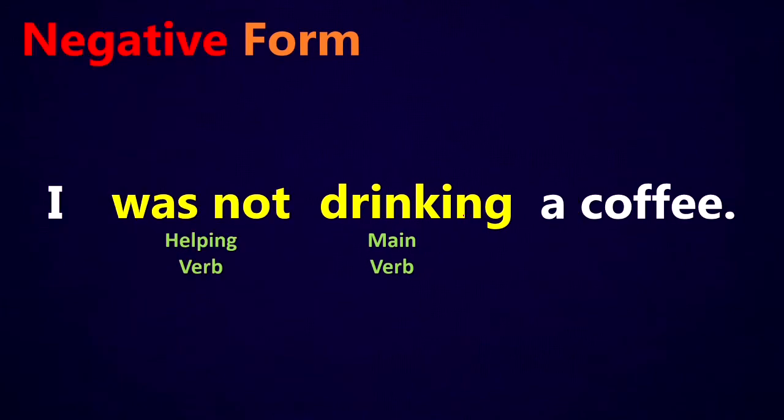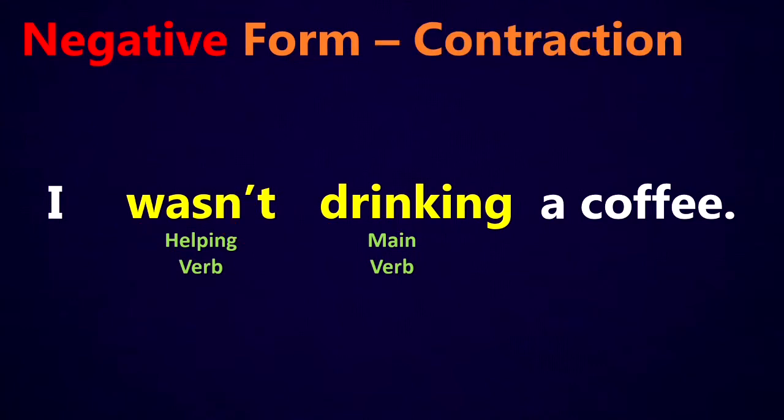If we want to make it into a negative verb, we just add not in between the helping verb and the main verb. So we add not right there. So I was not drinking a coffee. And this is the basic form if we're making it negative. But most of the time, if we're making it negative, we will make it into a contraction. So you could say I wasn't drinking a coffee or you weren't drinking a coffee. And again, this is most commonly what we'll do when we're speaking because it's faster.